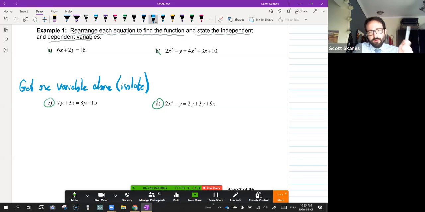Do we want to solve for y or do we want to solve it for x? Can someone just give me an idea here? You know, in the chat, you can just say x or y.